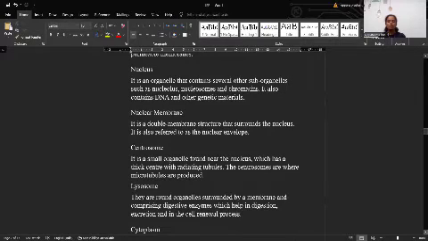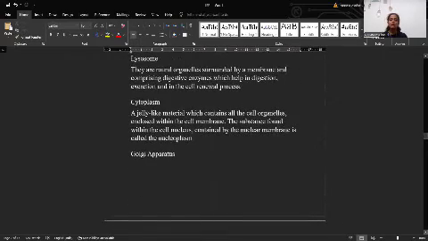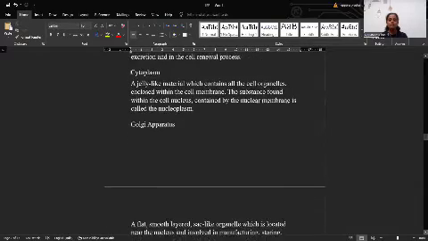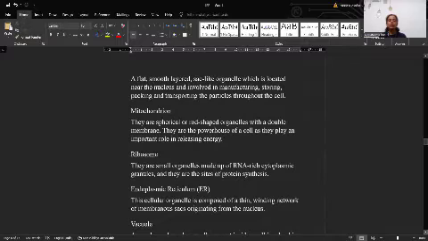the cell renewal process. Cytoplasm. A jelly-like material which contains all the cell organelles enclosed within the cell membrane. The substance found within the cell nucleus, contained by the nuclear membrane, is called nucleoplasm. Golgi apparatus. A flat, smooth-layered, sac-like organelle which is located near the nucleus and is involved in manufacturing, storing, packing, and transporting the particles throughout the cell.